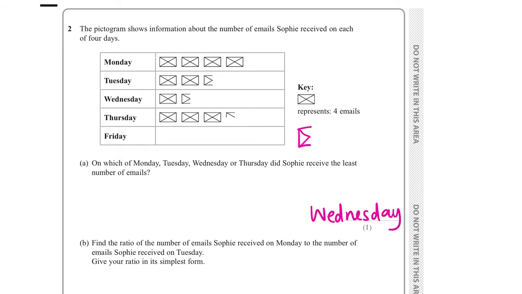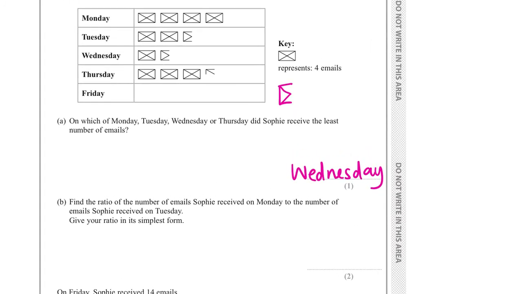Brilliant. It says find the ratio of the number of emails Sophie received on Monday to the number of emails Sophie received on Tuesday. Give your ratio in its simplest form. How many did she receive on Monday? 4, 8, 12, 16. Because this represents 4, and we have got 4 lots of 4, which is 16. So we know Monday is 16 emails.